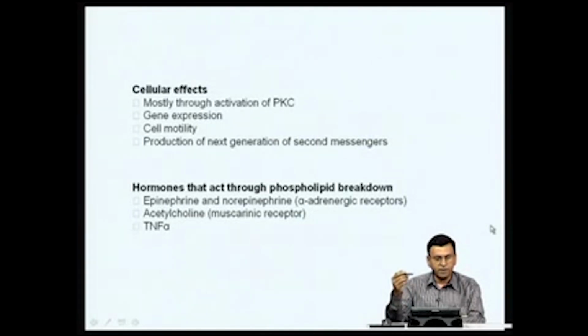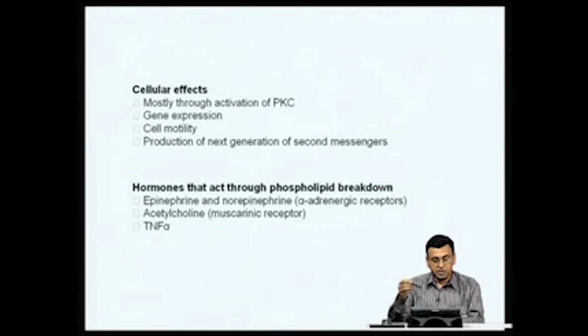So, what are the cellular effects of some of these second messengers? Protein kinase C, some of these lipid molecules primarily activate protein kinase C, and protein kinase C, as I just mentioned, plays a very important role in the alteration of specific gene expression programs. In addition, it also affects a number of other processes which do not involve activation or repression of gene expression, such as cell motility as well as production of the next generation of second messengers.